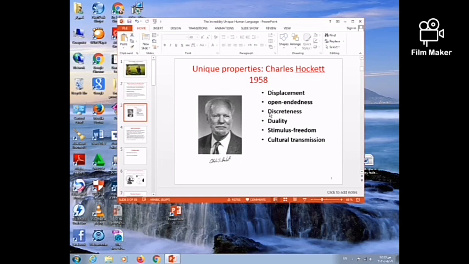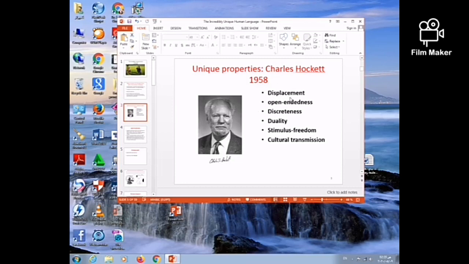Unique properties of language. Human language is very characterized by some unique properties. Fortunately, we have Charles Hockett, a linguist, who at the end of the 50s and the beginning of the 60s elaborated his theory about the design of human language and what are the properties that characterize human language. When we talk about human language, we talk about the human language faculty. We're not talking about a specific language. We talk about language with a capital L.